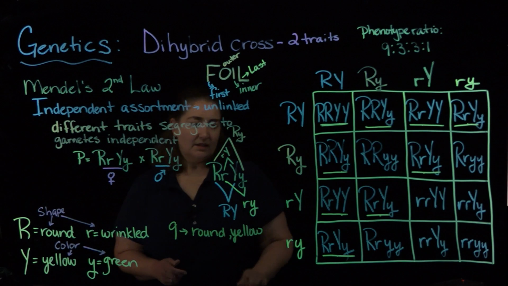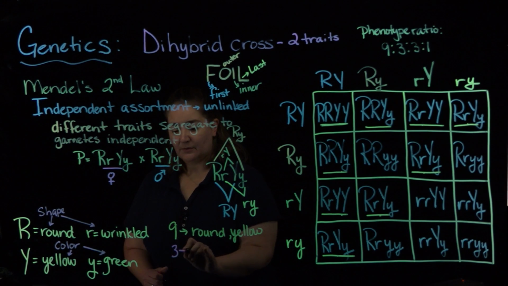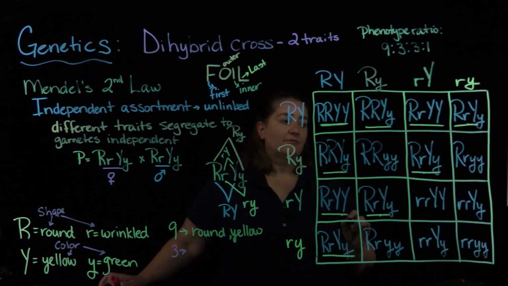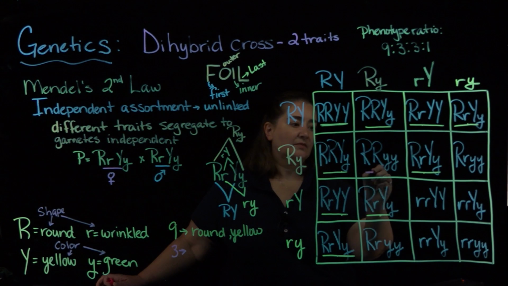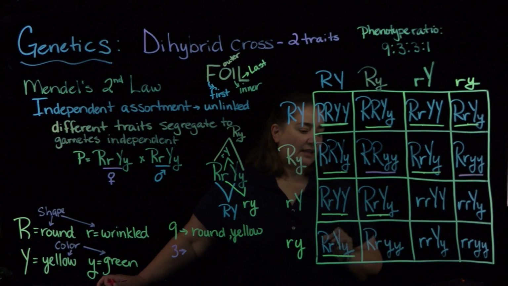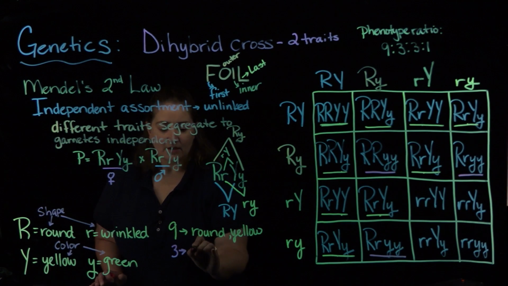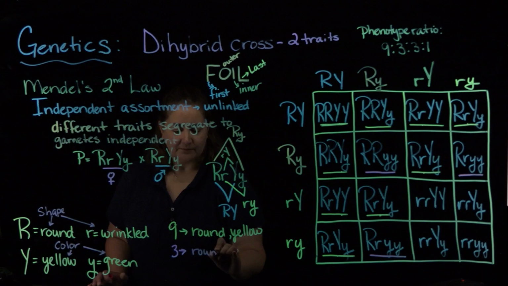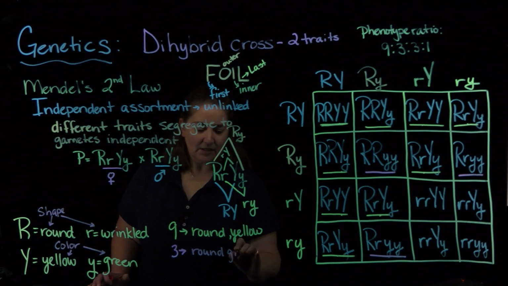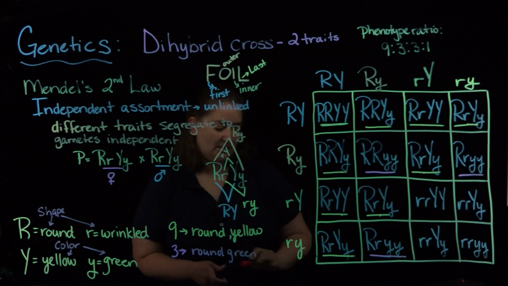All right? Next, we'll look at, with our phenotypes, we are going to have 3 that are going to be round and green. And I'll underline those in pink so you can see those. Okay? So round and green, we've got 3 different genotypes.